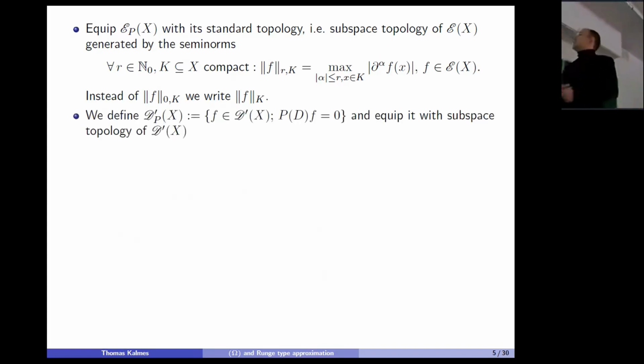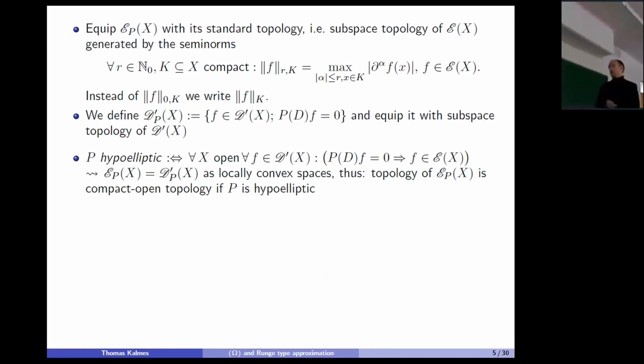Okay, we will also need the distributional kernel of the same partial differential operator, which we denote by d prime p of x. So these are the distributions on x which satisfy this homogeneous partial differential equation in the distributional sense. And this will be equipped with the subspace topology of the distributions as the strong dual of the space of test functions, of compactly supported smooth functions, which we denote by d of x.